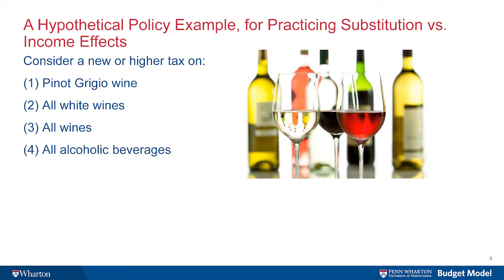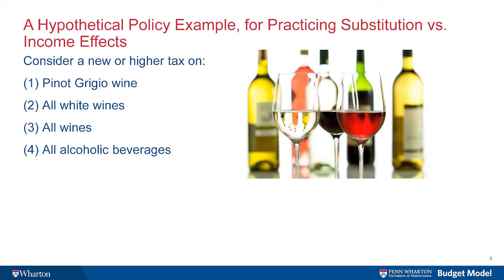Broaden it still further to all alcoholic beverages, and this is where you have a harder time imagining that people will have a large substitution effect and substitute away and stop drinking alcohol in order to avoid paying the tax. So there may be some substitution effect, but notice that this broadest base, all alcoholic beverages, is expected to generate a smaller substitution effect than all the narrower bases above. But we could go broader still.